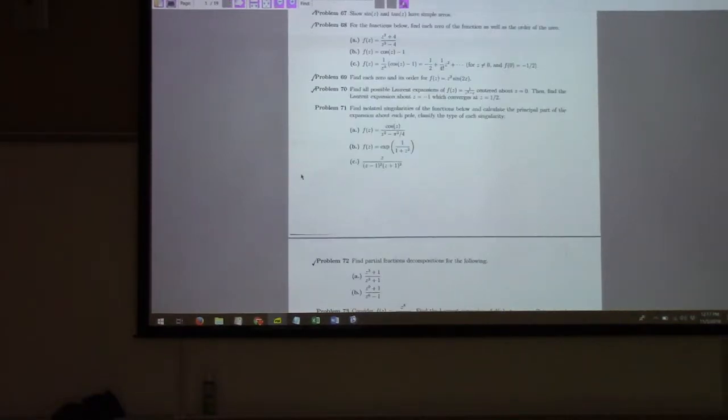What problem were we on? 70. Find all possible Laurent expansions centered about z equals 0. I think we already did that. There are 2. Find the Laurent expansion about z equals -1, which converges at a half.